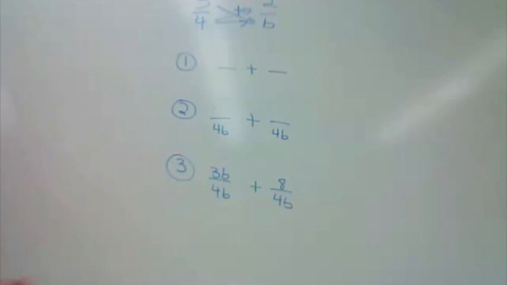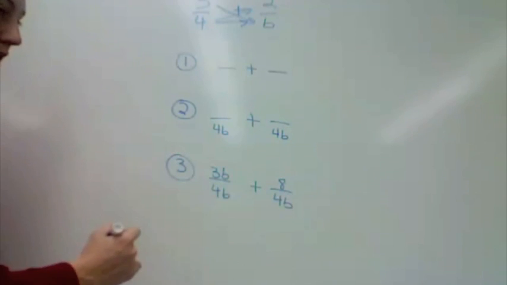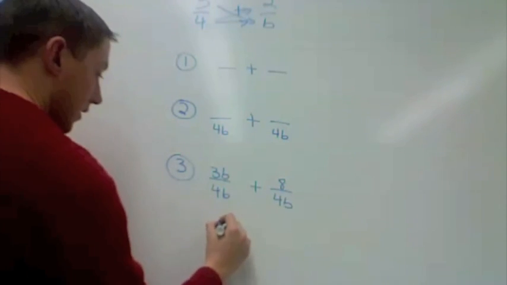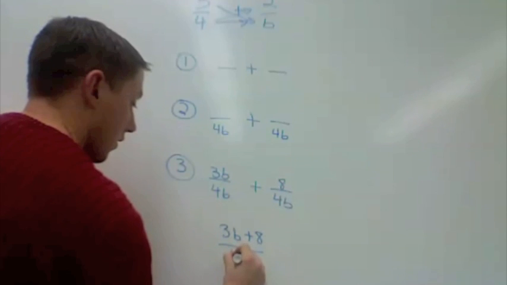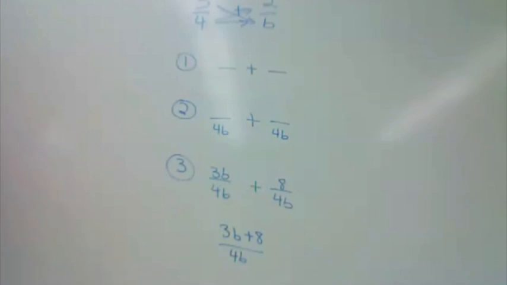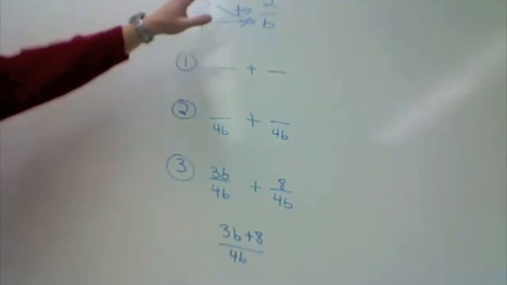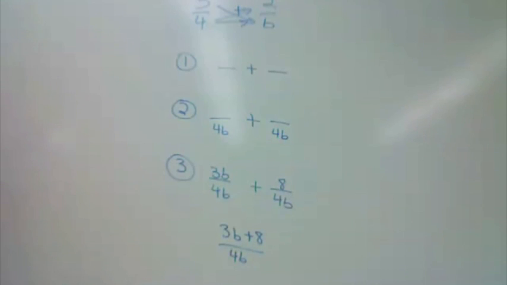And now that we have a common denominator, we just need to add them together. So 3b, remember, do not multiply. 3b plus 8 gives us 3b plus 8 over 4b. So our least common multiple of 3/4 plus 2b is 3b plus 8 over 4b.